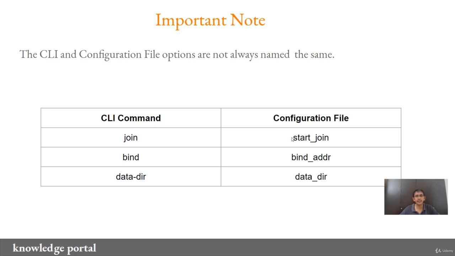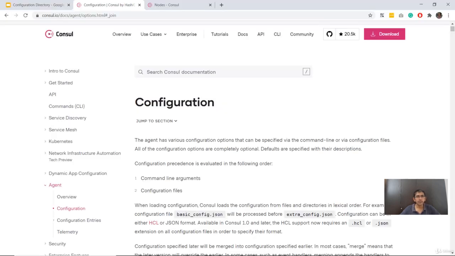However, in the configuration file it is start_join. For the CLI it is bind. For the configuration it is bind_addr and so on. So there'll be a little change over here, but the overall functionality would remain the same. Now let me quickly show you.